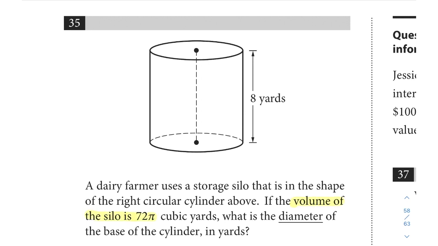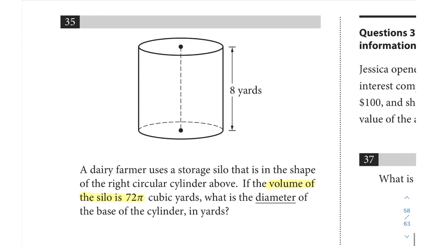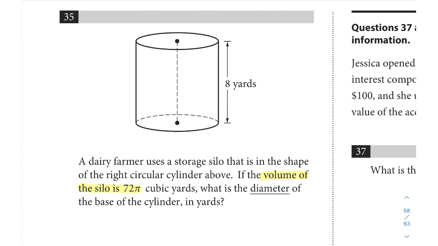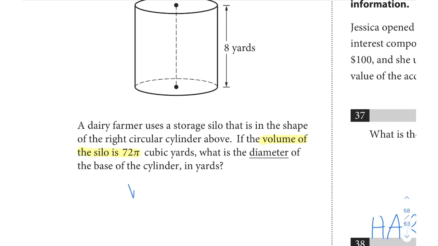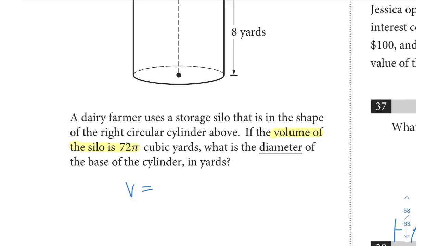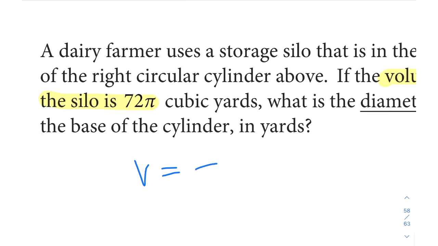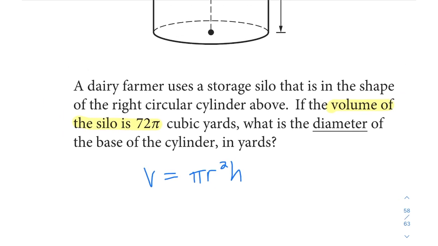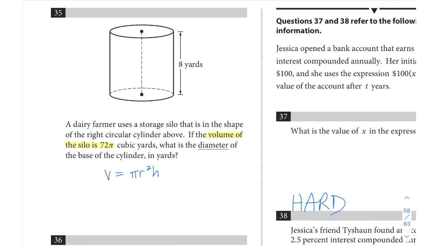They tell us that the volume of the silo is 72 pi, and they tell us the shape. We should be able to recognize that this is a cylinder, but they do tell us it's a right circular cylinder. And so if we look at our formula for volume of a cylinder, that formula is pi r squared h. Now, if you don't know that formula, it is worth memorizing just because it'll show up, and they do give you a little cheat sheet at the beginning of the math section that has a couple of these geometric formulas for volume and area.